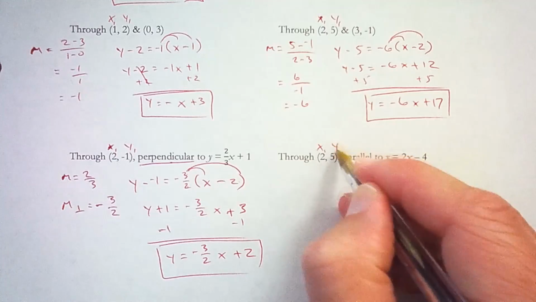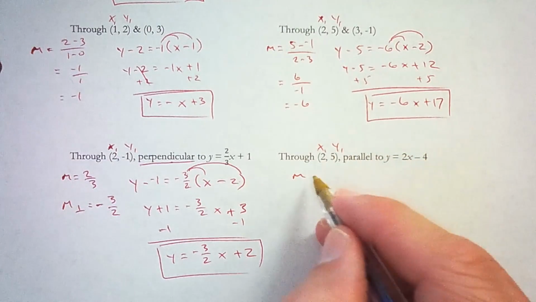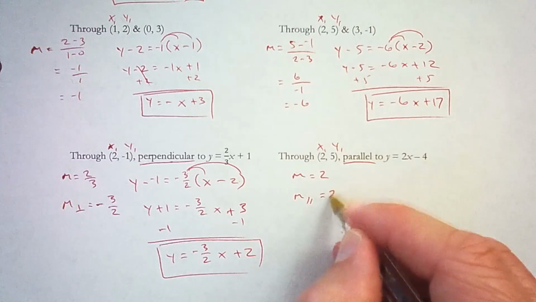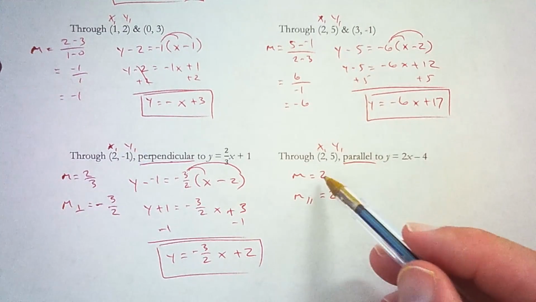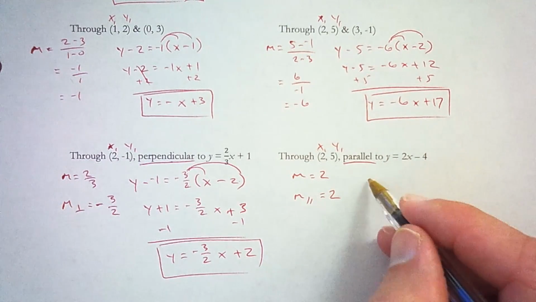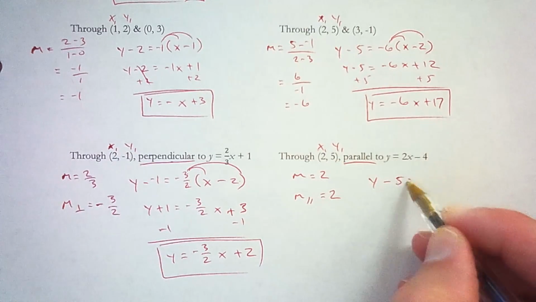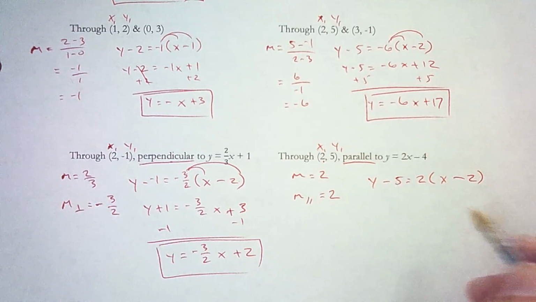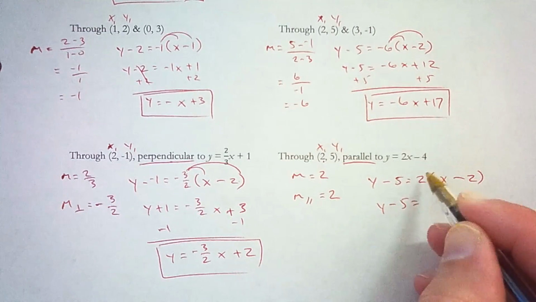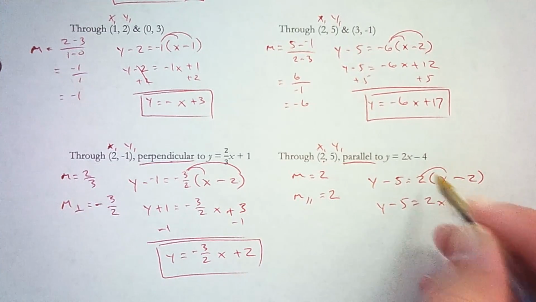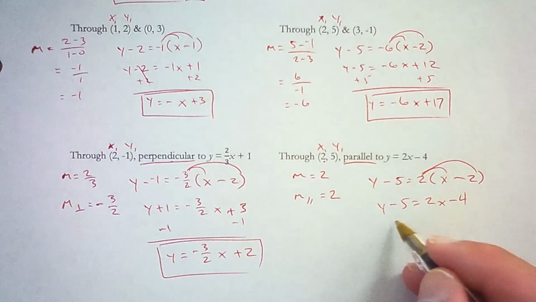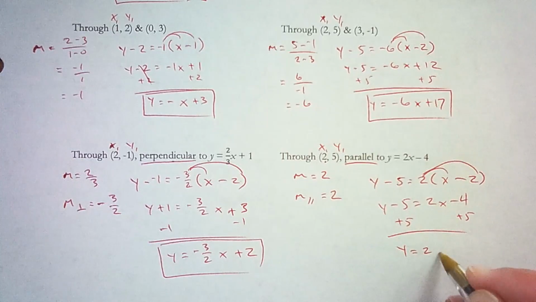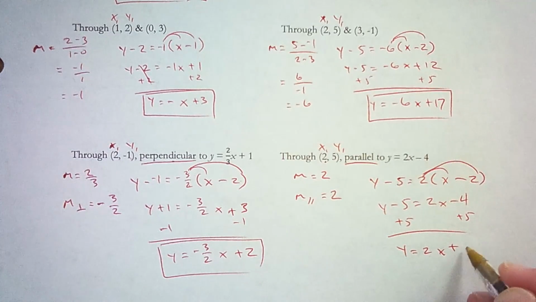Okay, and here's my x1 and y1. The slope of the given line is 2. We need the slope of a parallel line. And a parallel slope is exactly the same, so we're going to keep a slope of 2. Y minus y1 equals m times x minus x1. Y minus 5 equals, distribute the 2, 2x minus 4, and then add the 5. Y equals 2x plus 1.